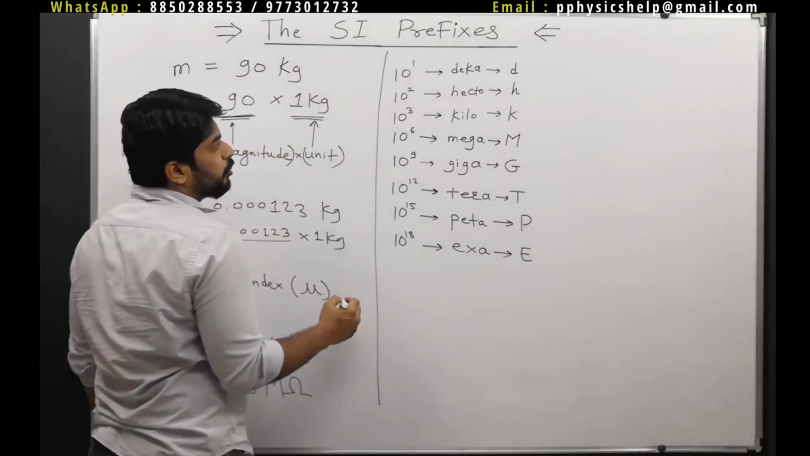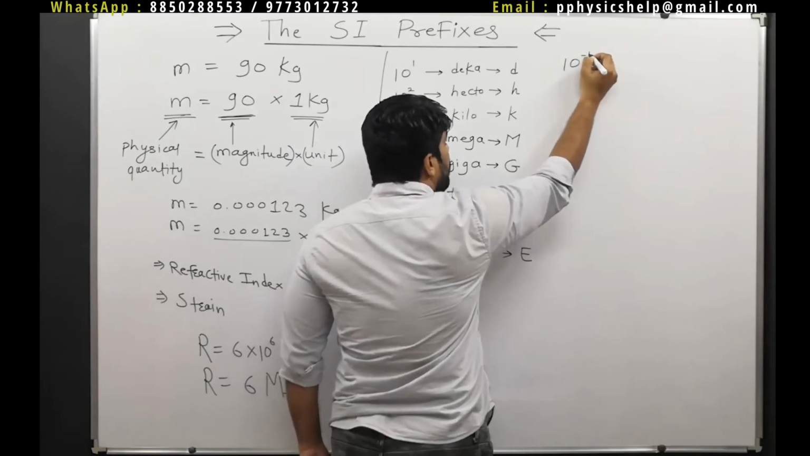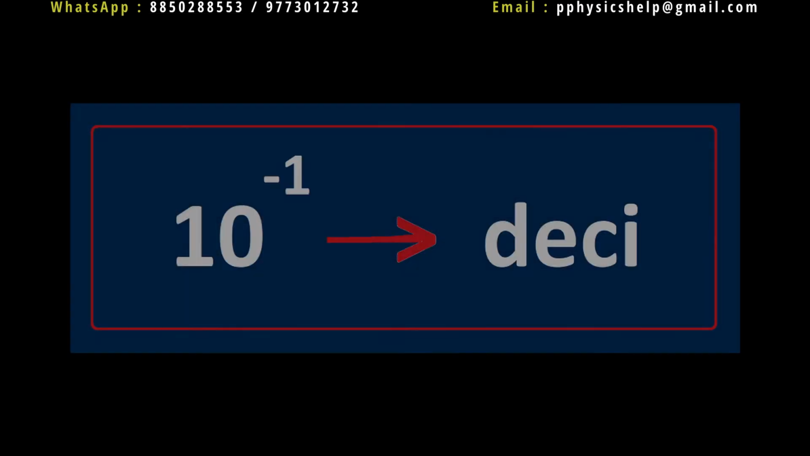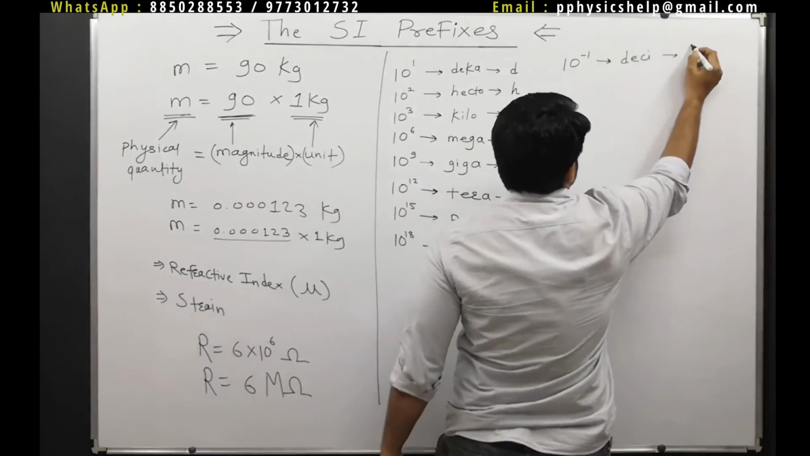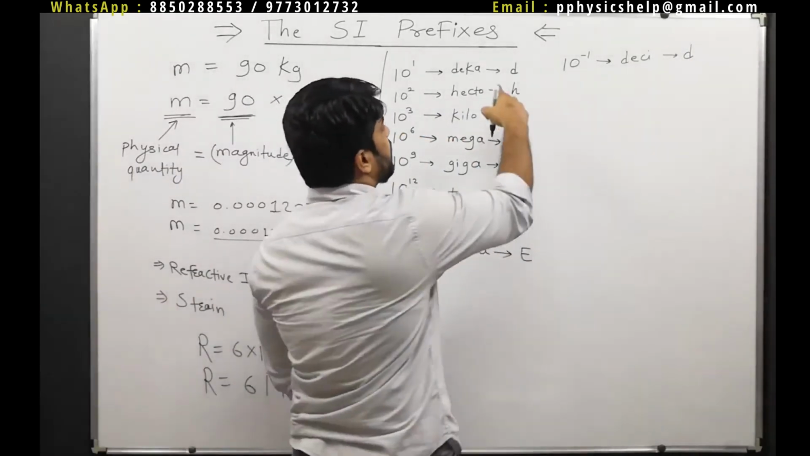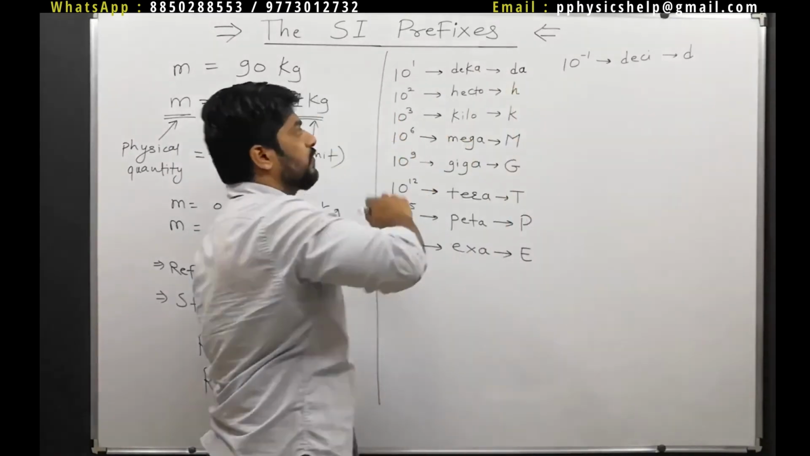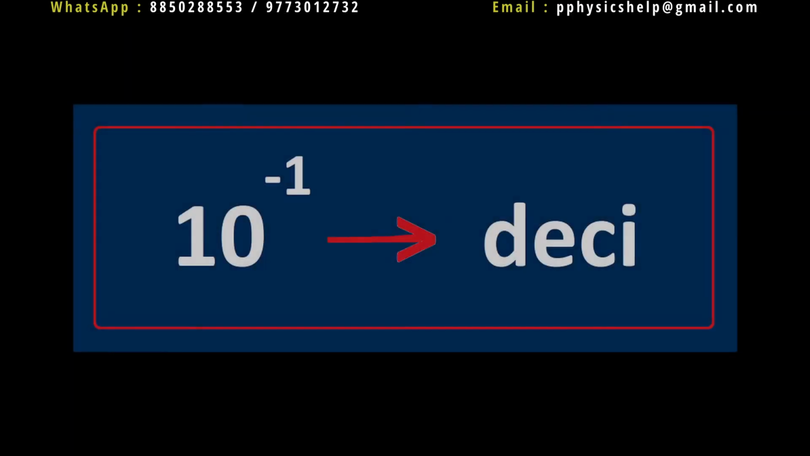Now we go to the negative powers. First I will start with 10 raised to minus 1. This 10 raised to minus 1 also has a name, and it is deci. We will represent this by small d. Yeah, I think here we have dA, so I'm sorry for that. It's deca, dA. So 10 raised to minus 1 is deci and its symbol is d.